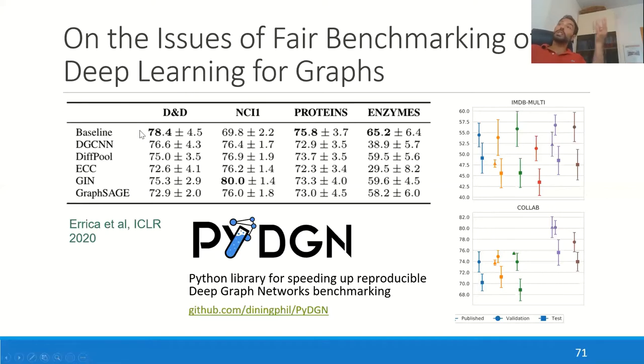Okay, so this tells much also about the datasets that we're using. And if you're interested, we are releasing this Python library that helps speed up reproducible research on graph neural networks.